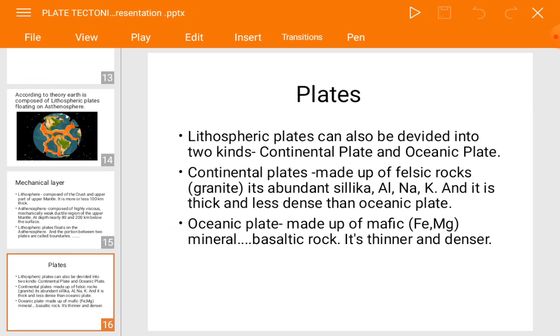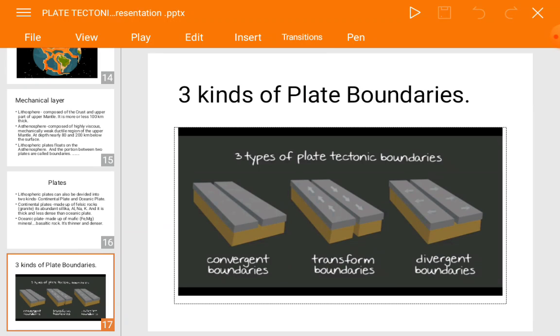Lithospheric plates can also be divided into two kinds: continental plates and oceanic plates. Continental plates are made up of felsic rocks, granite, abundant in silica, aluminium, sodium, potassium, and are thick and less dense than oceanic plates. Oceanic plates are made up of mafic, iron and magnesium minerals, basaltic rock. They are thinner and denser. Three types of plate tectonic boundaries, as I said: convergent plate boundary, transform plate boundary, and divergent plate boundary.